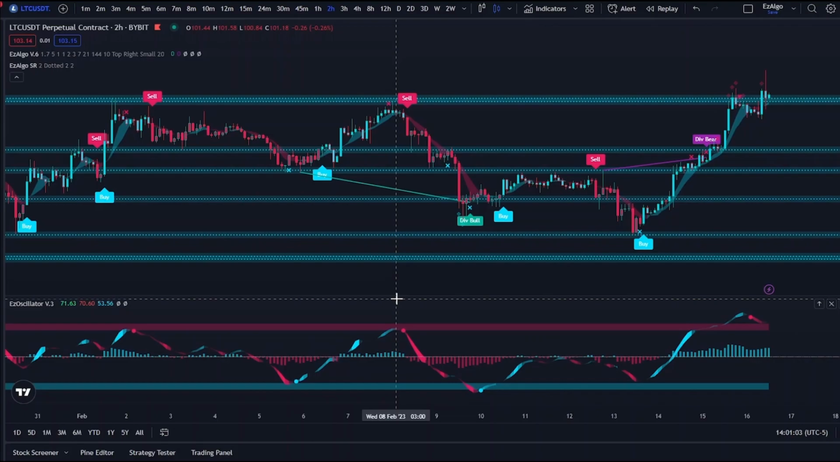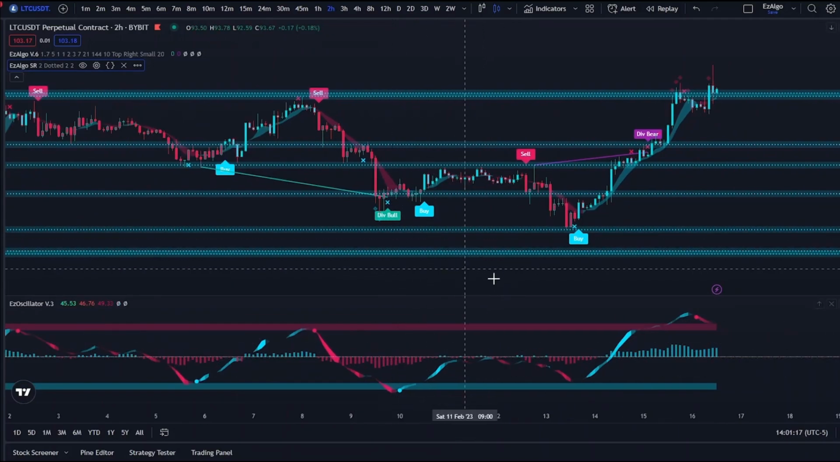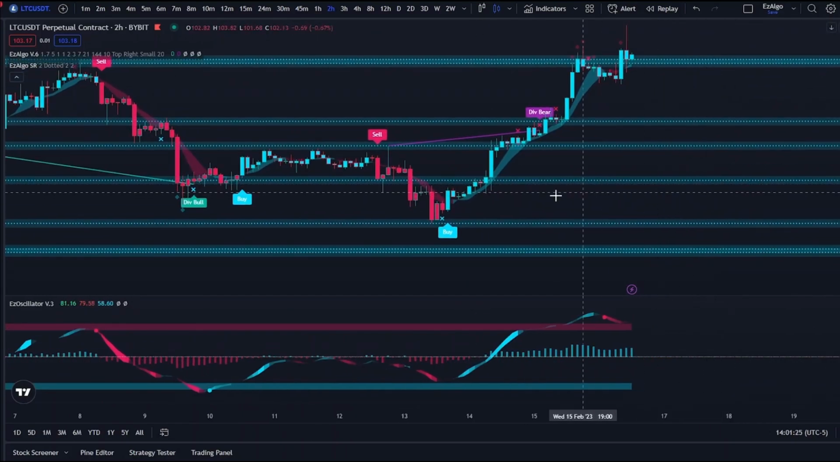Now, a lot of people have been making this mistake where they'll solely enter on a wave trend flip without using the volume as Confluence. This is a big mistake. The volume will actually help mitigate a lot of false buy and sell dots as well as buy and sell signals on the algo.